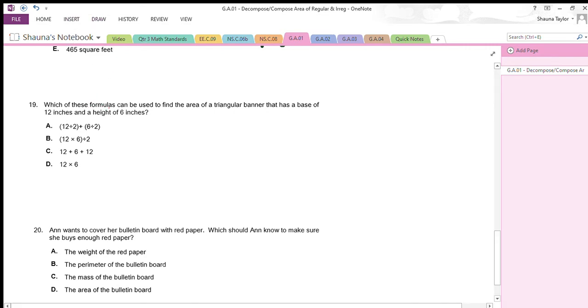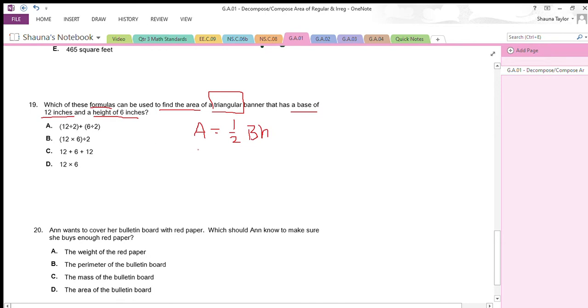Which of these formulas can be used to find the area of a triangular banner that has a base of 12 inches and a height of 6 inches? So what do I know? I know that the formula for a triangle is 1/2 base times height. Remember that?